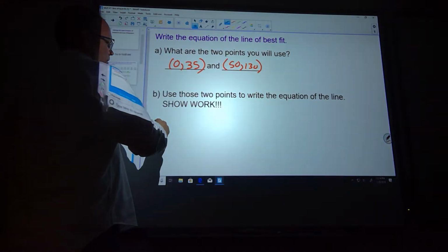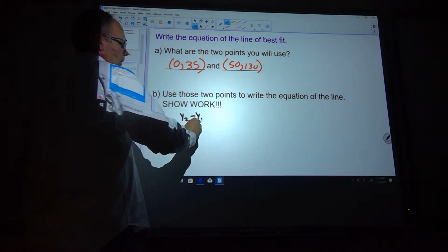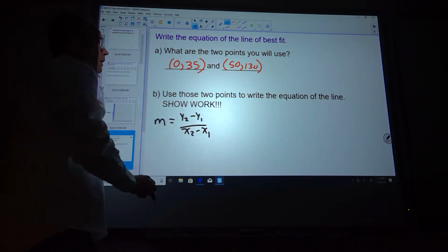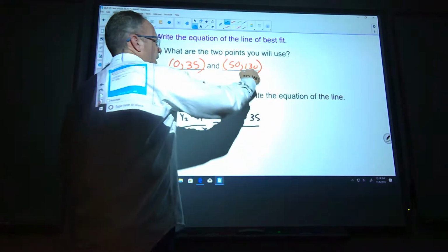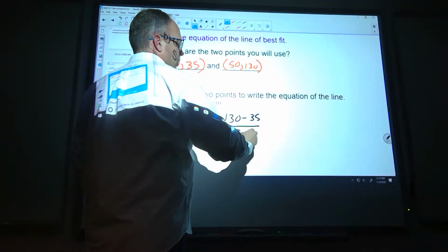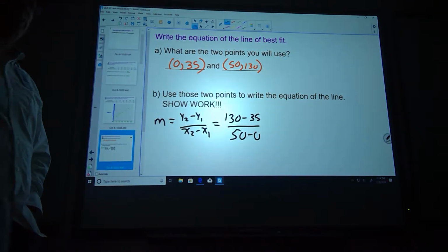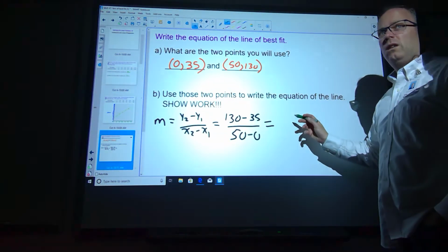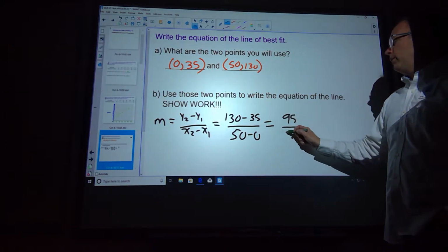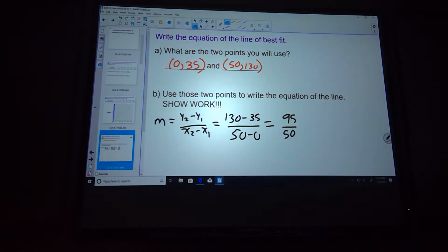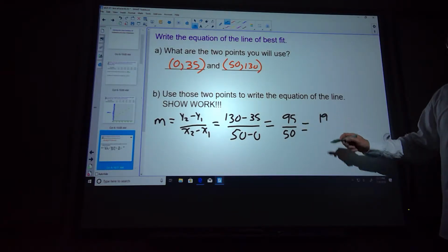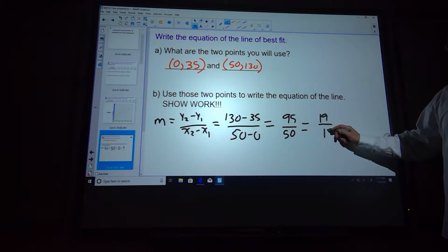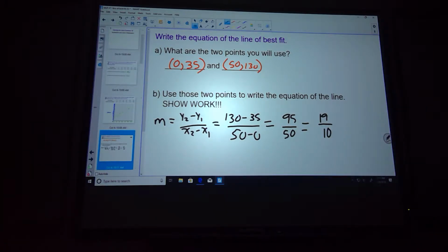So the first thing we do for the equation of the line is we have the slope equation. Agree? And then with the slope equation, I'm going to do 130 minus 35, and then 50 minus 0. And 130 minus 35, I believe, is 95 over 50. Did I do that math right? I can reduce 95 over 50. I can still keep it as improper; I don't want a mixed number. But I think 5 goes into both, so 5 goes into 95 19 times, and 5 goes into 50 10 times. Is that okay? So this is my slope.